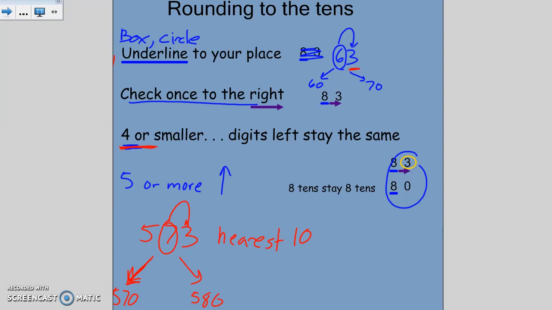That's a really, really fast review of rounding that we have covered a couple times this year. It may help you with tonight's homework.